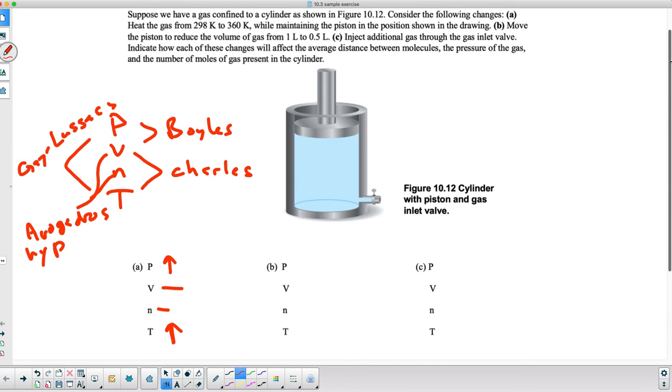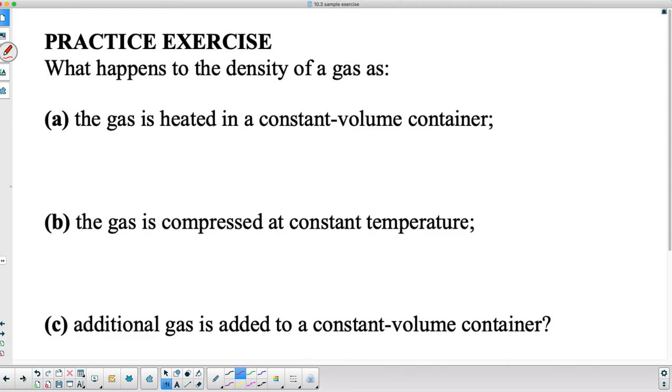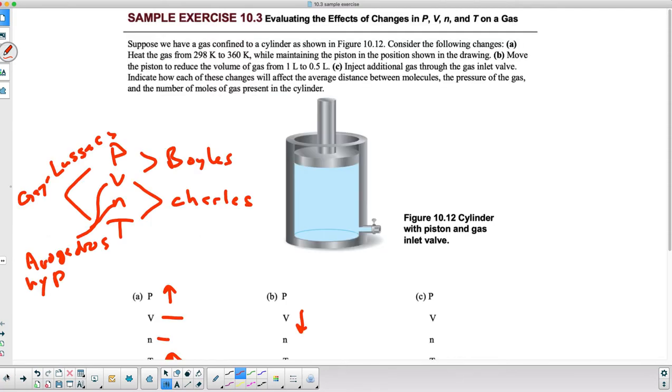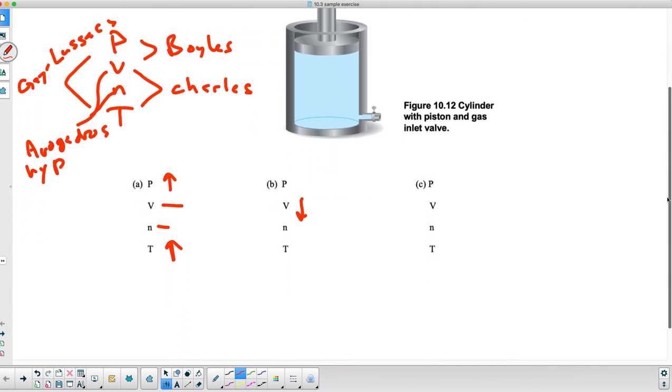This says move the piston to reduce the volume of gas from 1 liter to half a liter. So if volume goes down, now here I'm going to check to see what it says about density. This says the gas is compressed at a constant temperature. So that means that, according to this, temperature does not change. We're not changing the number of moles. That means pressure goes up. This would, of course, be Boyle's law, because pressure and volume. When we have pressure and volume, if pressure goes up, volume goes down.